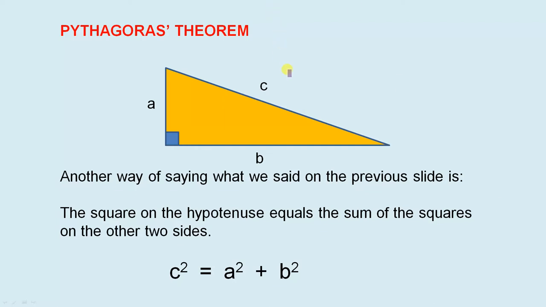So another way of saying what we said on the previous slide is the square on the hypotenuse equals the sum of the squares on the other two sides. So the square on the hypotenuse is C squared. The sum of the squares on the other two sides is A squared plus B squared. Hence the famous formula C squared equals A squared plus B squared.